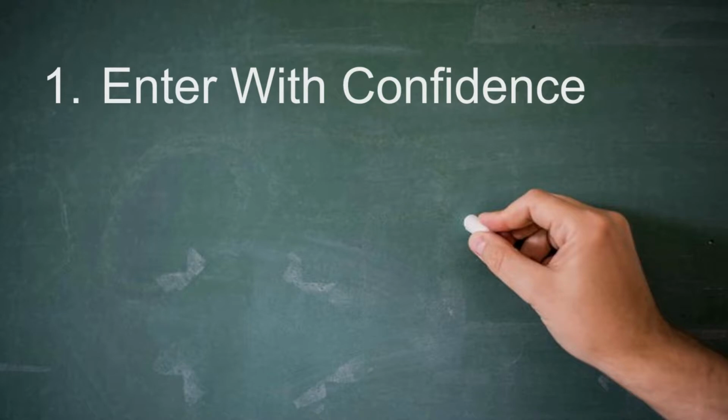Number 1, enter the classroom with confidence. I have never felt overly confident, but I always have the illusion of it by always coming into the classroom and immediately establishing my authority. I dress the part, stand tall, and look comfortable and self-assured.